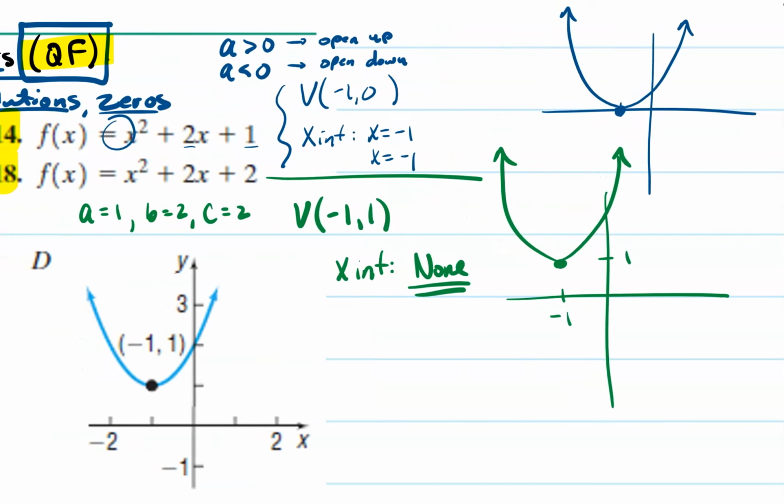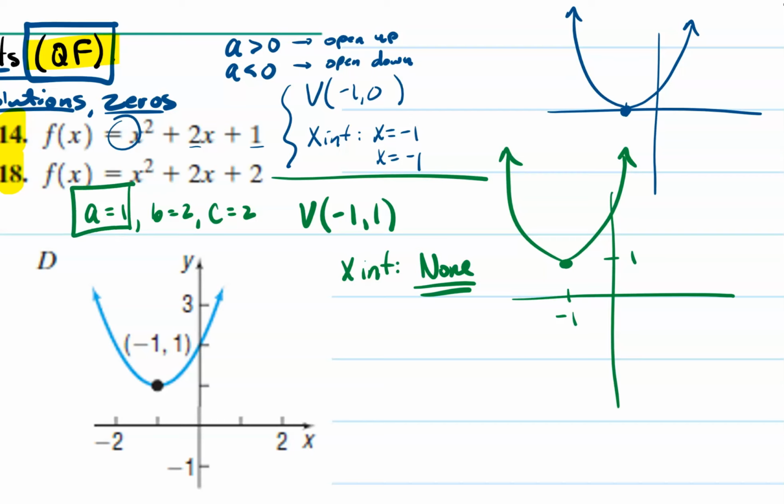First clue, of course, was that our a value was positive. That should tell you that it opens up. But our second clue was this: there were no x-intercepts. And so the only way that I can have a quadratic graph that forms this U-shaped parabola, that starts here at this position and does not touch the x-axis, is if that graph opens upward. So I think option D was the best choice for number 18.